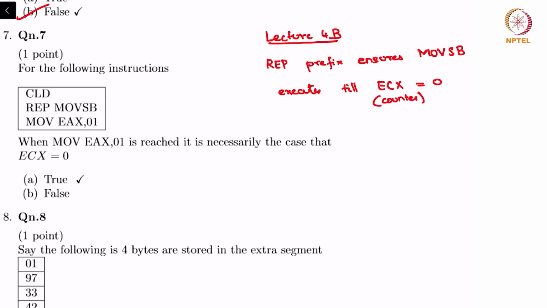Question number 7, same thing with MOVSB. You can look at lecture 4b for it. We have the rep prefix, which is all that determines when the MOVSB instruction stops, and so it will keep executing until ECX, the counter register, is 0, right? So the answer is true.